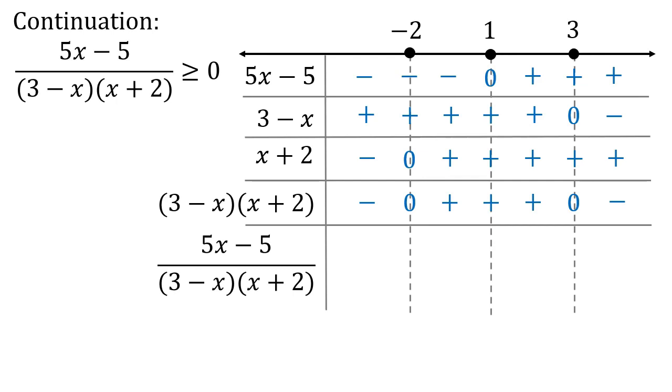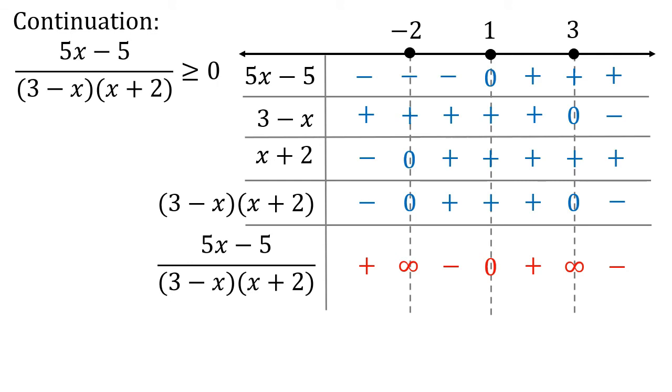So look at the first row and then the fourth row. Negative divided by negative, so that's positive. Negative divided by 0, so that's undefined. Negative divided by positive, that's negative. 0 divided by positive, that's 0. Positive divided by positive, that's positive. Positive divided by 0, so that's undefined again. Positive divided by negative, it's negative.